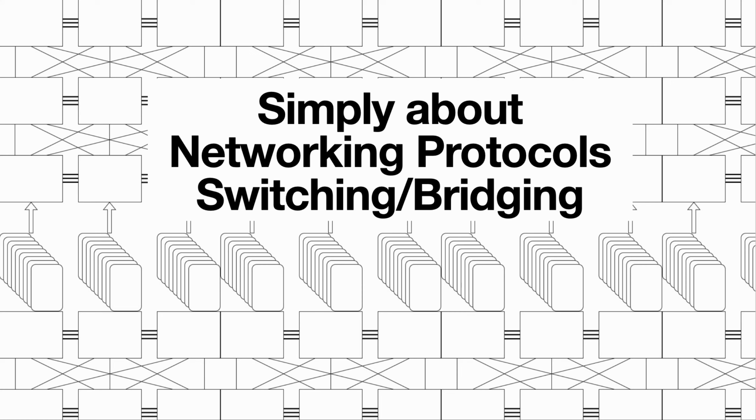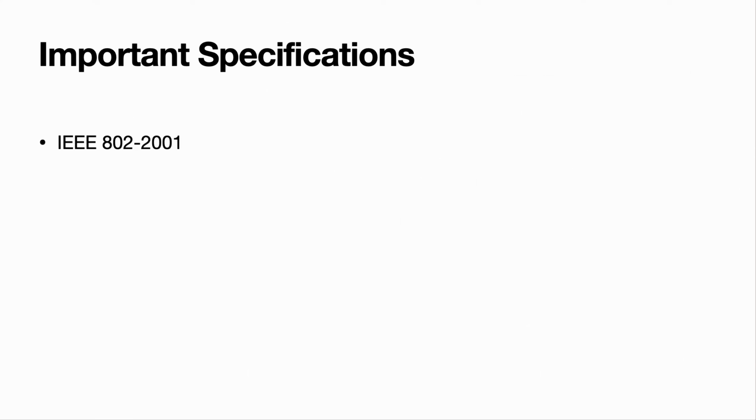Hello, this is Simply About Networking Protocols, and today we are talking about switching and bridging. The specification that describes all details of this protocol and networking feature is IEEE 802. The current version is from 2001.